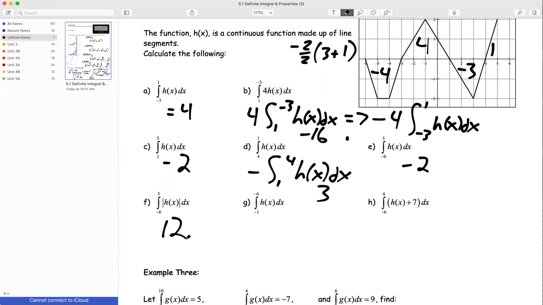All right. And so here on G, we need to reverse this. So we're going to go negative integral from -6 to -1 of h of x dx. From -6 to -1, I've got -4, and then I've got half the triangle there. So the area of half the triangle would be +2. All right, so -4 plus 2 gives me -2, but I've got a negative out front. So that makes this +2, which brings us to the last one.